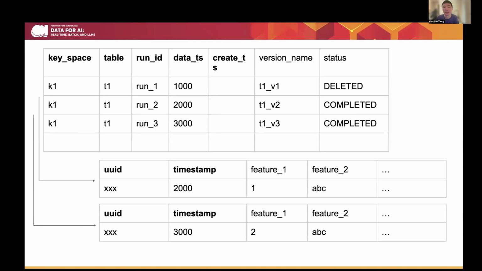Also, we'll have a status for each of the injection. For this case, we'll have 3 entries in this metadata table. Version 1 is already deleted, and version 2 and version 3 are all completed tables. Each of them will point to existing version tables, and the data timestamp should match.